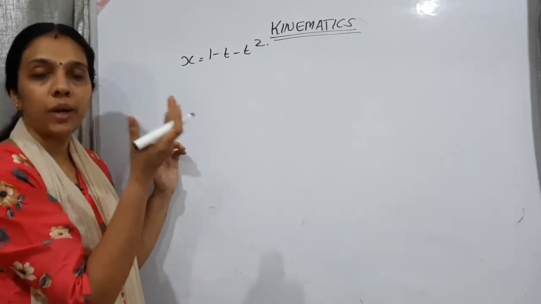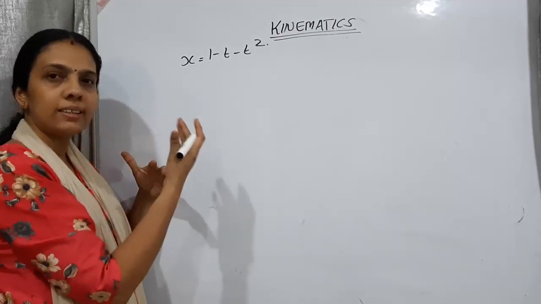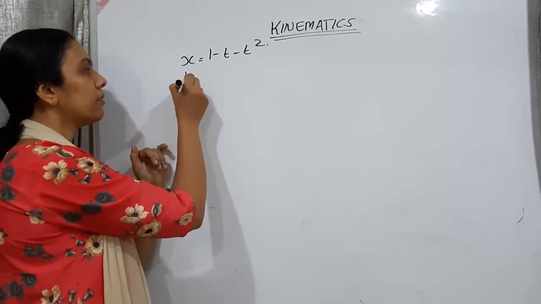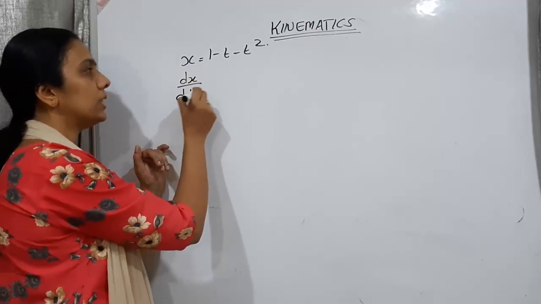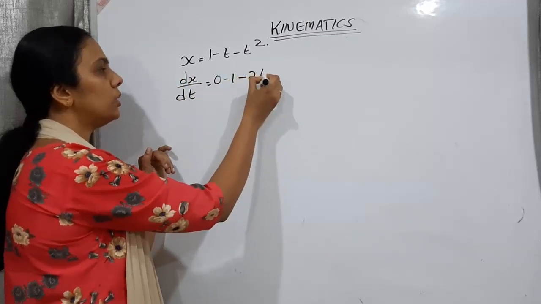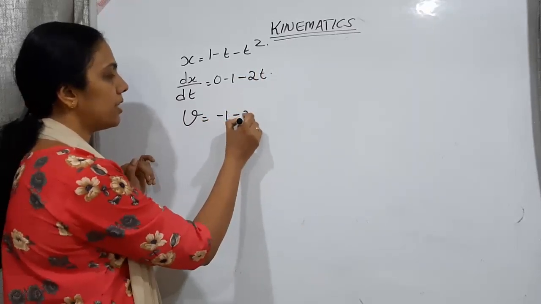First we need to identify which kind of motion this is, whether it is increasing or decreasing. For that, first I can find dx by dt, the velocity. 0 minus 1 minus 2t. So v I got as minus 1 minus 2t.